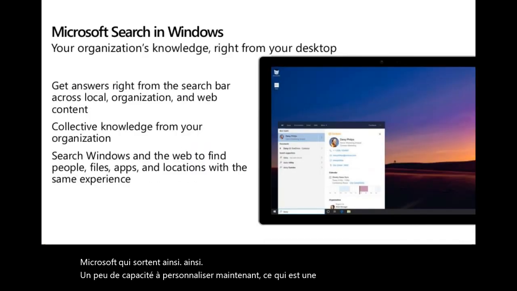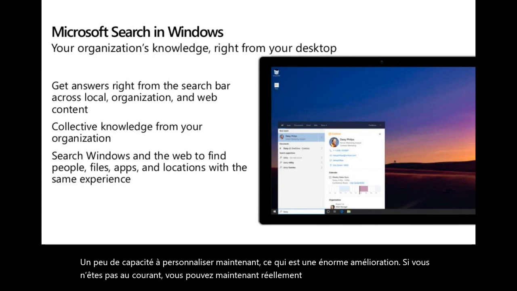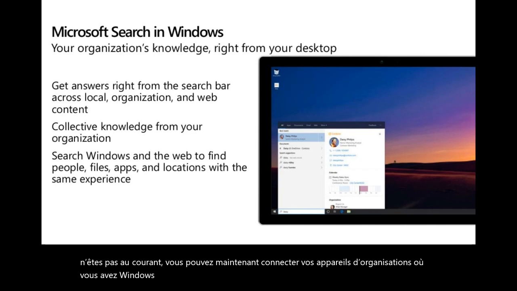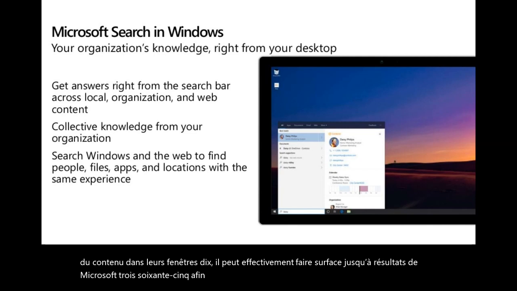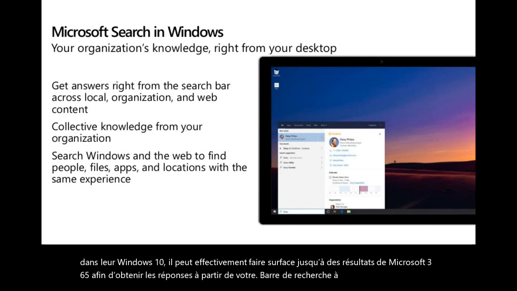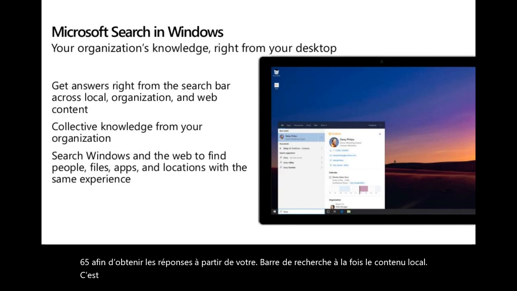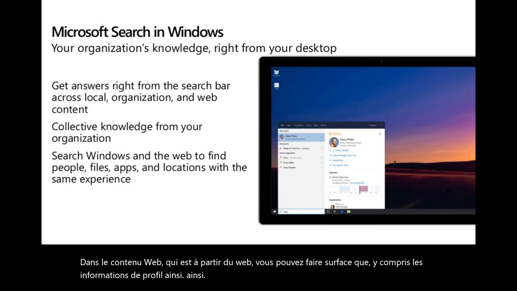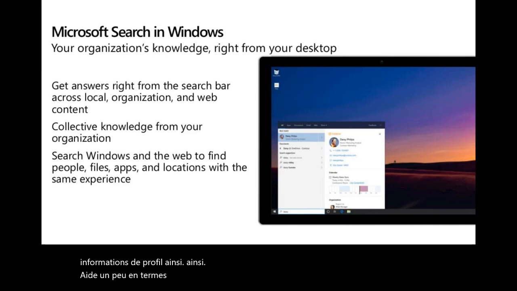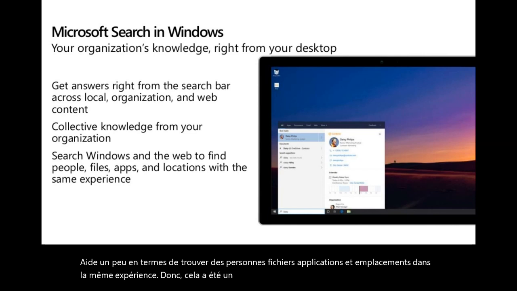If you're not aware, you can now connect your organization's devices where you have Windows 10 installed, and when people search for content in Windows 10, it can surface up results from Microsoft 365. So you get the answers right from your search bar: local content on their laptop or device, organizational content on Microsoft 365, and web content from the web. You can surface that up, including profile information as well. So it helps quite a bit in finding people, files, applications, and locations in the same experience. This has been a pretty big win for organizations.